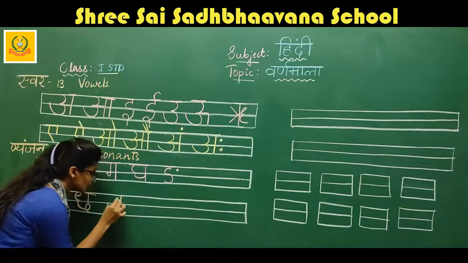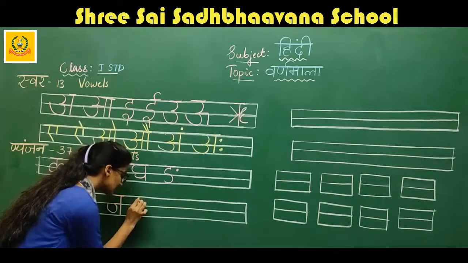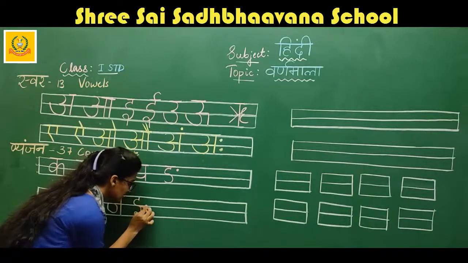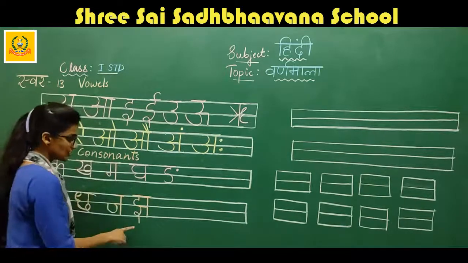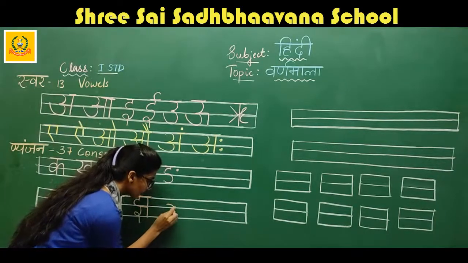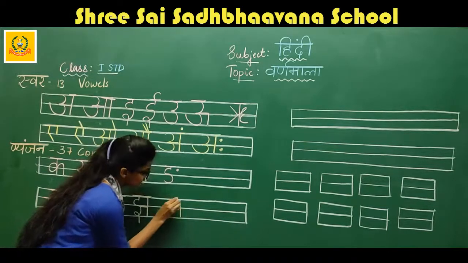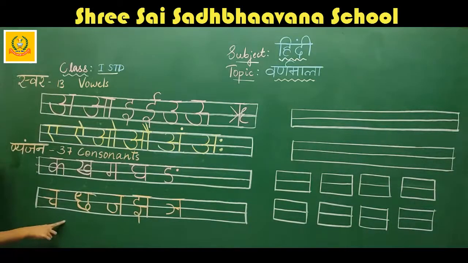Cha, cha, ja. Next, ja. How to write? Standing line, curve, touch this, sleeping line, standing line, and sleeping line. Cha, cha, ja, ja. Curve, reverse the C, sleeping line, and standing line. Cha, cha, ja, ja. This is cha varga. This is ka varga. This is cha varga.